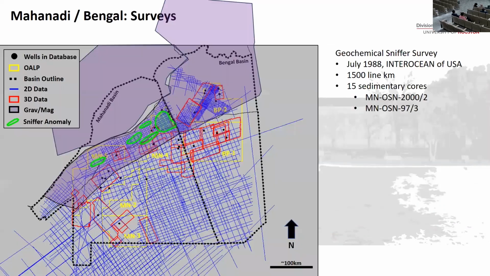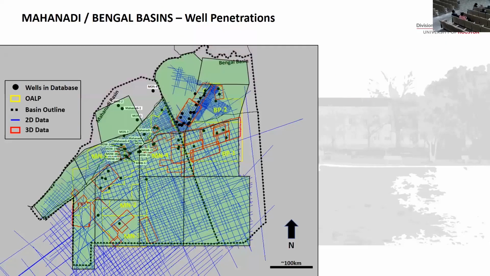Okay, Mahanadi. Again, a lot of data collected. Seismic, 3D, 2D, sniffer surveys, gravity surveys. A lot of it, some of it onshore, some of it extending into the offshore. Most of the wells were drilled on the onshore side, and they have most of the data, but there are also offshore wells. There is oil and gas development in the Bengal Basin as well. That's currently ongoing. But you can see there's a massive grid of seismic, both 2D and 3D.